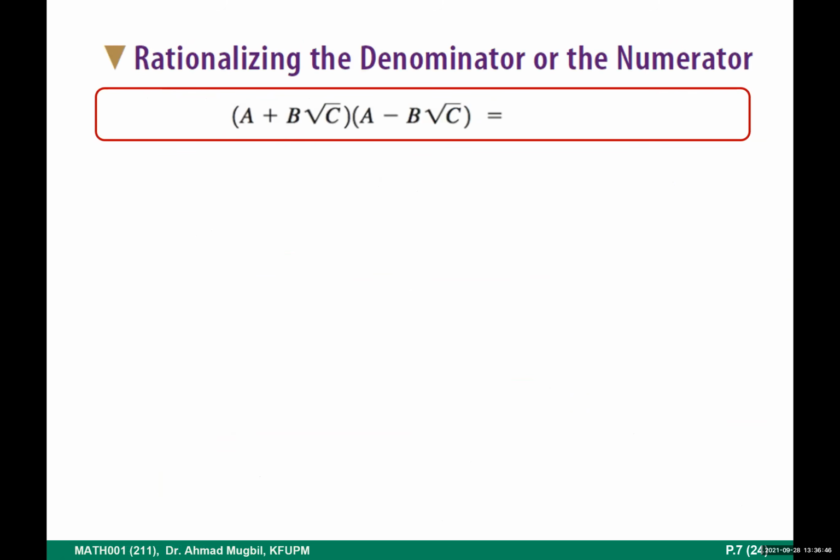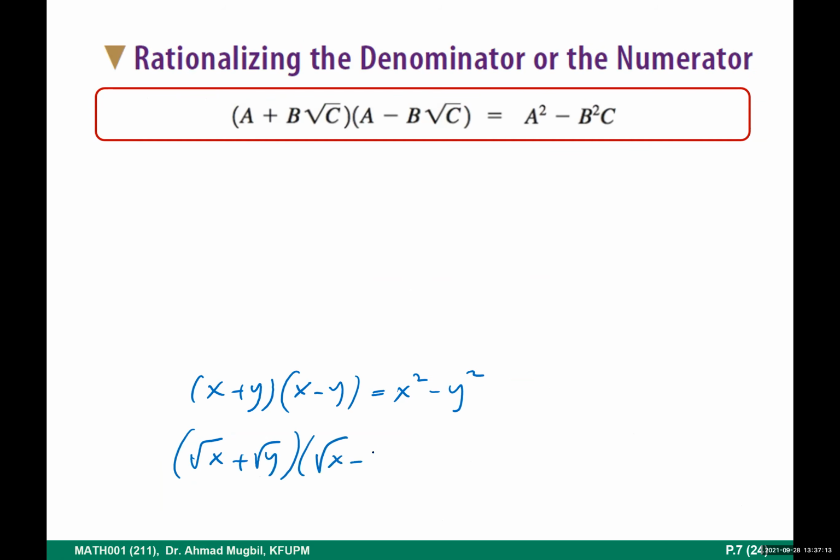Who can tell me what this is equal to? This is the last part of this section. A squared minus b squared times c. You are right. What we did here, guys, we just applied the idea of what? Of x minus y times x plus y equals what? x squared minus y squared. This is, of course, the difference of squares. Similarly, if you have square root of x plus square root of y, and you multiply by square root of x minus square root of y, what will you get? The square of the first one minus the square of the second one. This is a general idea, okay?